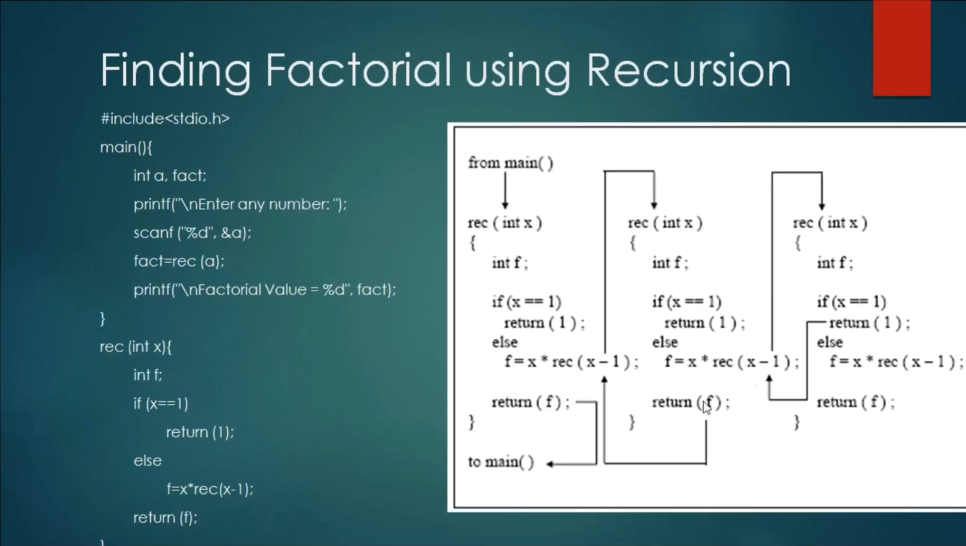Then this return statement will be executed. This will return the value at this place. Then this return will be executed and it will return the value to main. This way we can calculate factorial. So now we'll check out both the concepts practically.